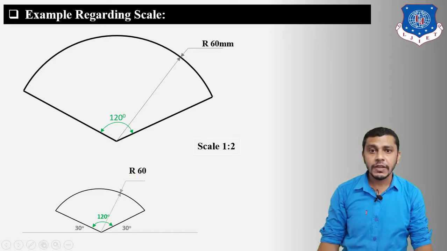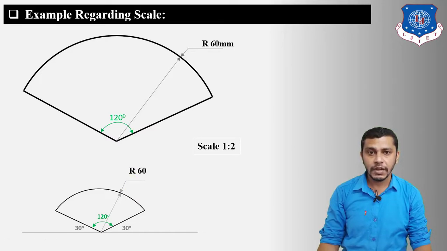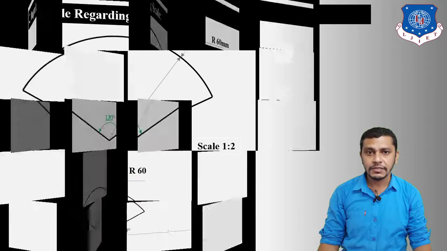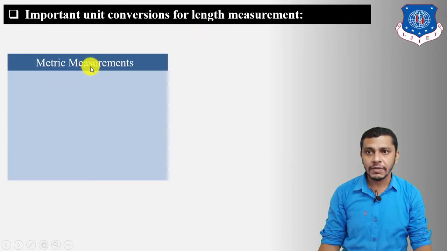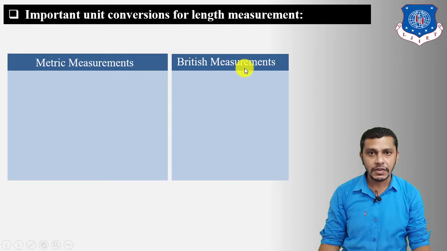Now let's move on to the next topic, representative fraction. But before moving on, let us see some important unit conversions for length measurements. So we have two types of unit conversions. One is metric measurement units and the second is British measurement units. So let us see some metric measurements.